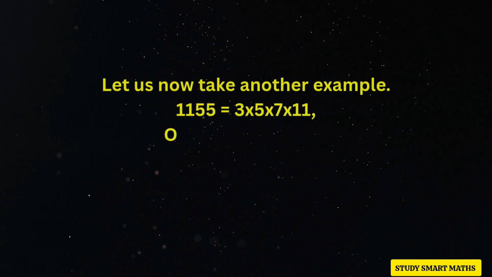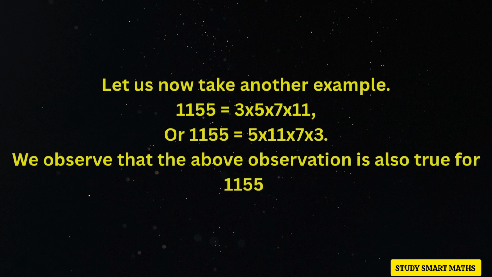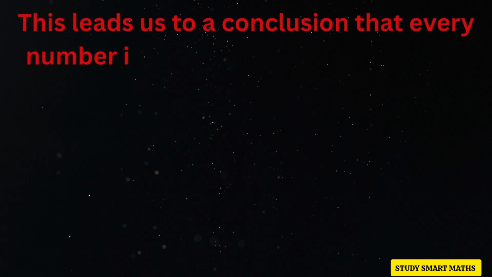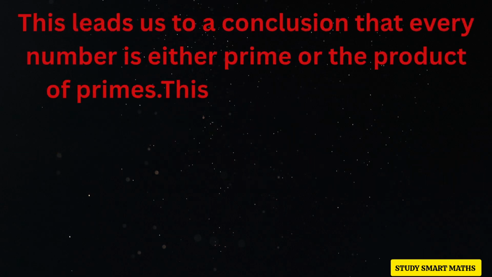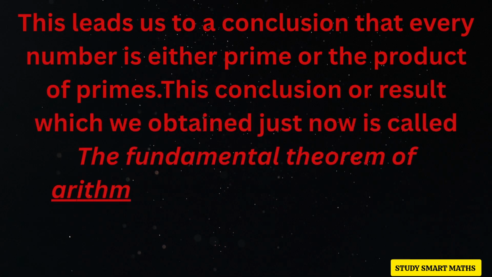Let us now take another example. 1155 equals 3 × 5 × 7 × 11, or 1155 equals 5 × 11 × 7 × 3. We observe that the above observation is also true for 1155. This leads us to a conclusion that every number is either prime or the product of primes. This conclusion or result which we obtained just now is called the Fundamental Theorem of Arithmetic.